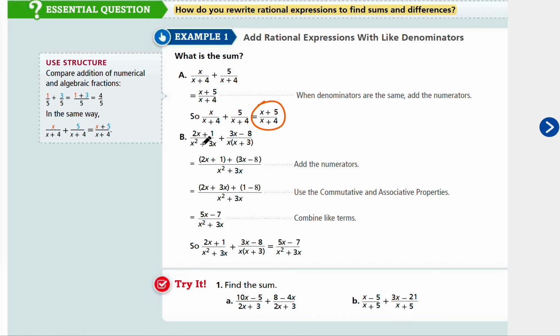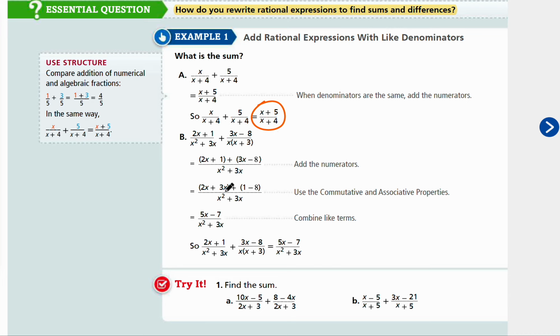Part B, you may have different denominators, but if you multiply them out, they might be the same thing, right? So if you distribute this denominator in your second term, x squared plus 3x is the same as the denominator we have in the first term. So just check if they have the same form, and then you'll be able to see easily if they have this common denominator, and then you can just add them.